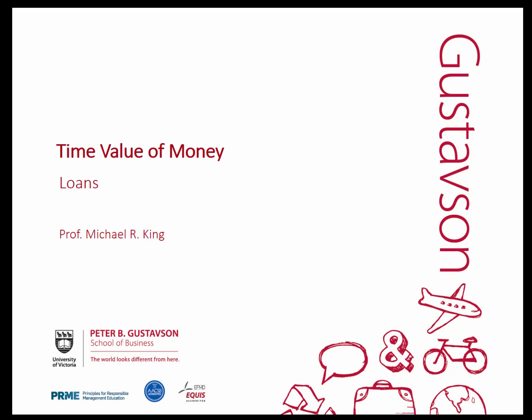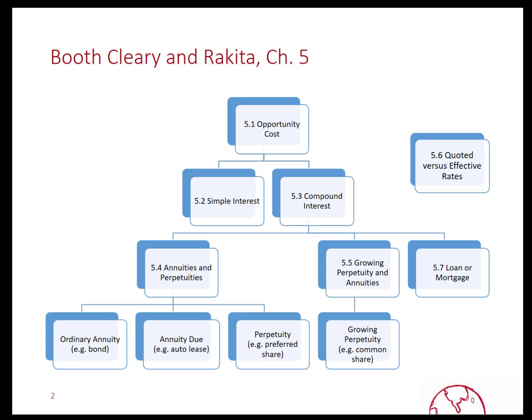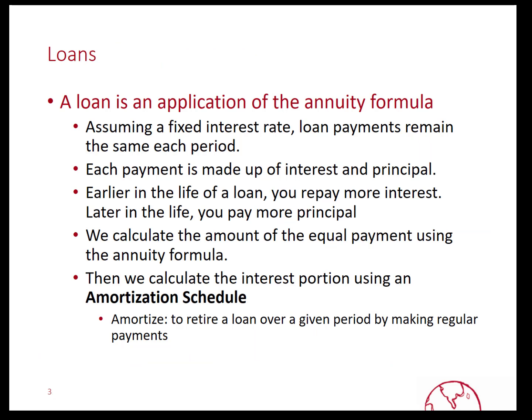Now we're going to look at an application of time value of money, which is calculating the value of loans. This is going to be in Chapter 5 by Booth, Clear, and Rikita, Section 5.7. A loan is actually an application of the annuity formula, which is why we studied it. If you assume you have a fixed interest rate, you simply calculate the loan payments using the annuity formula, where the payment itself is a type of annuity.